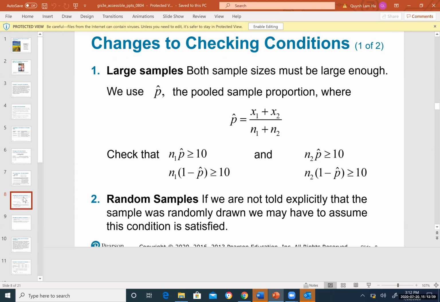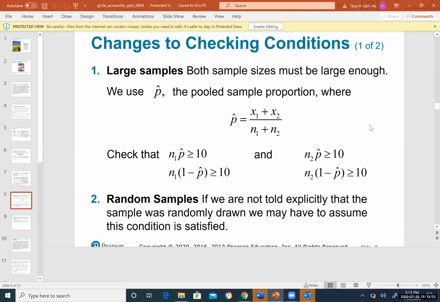Number 1, large sample size. Is it large enough to pass the condition so that you can move on? By checking what? You take n1 multiplied by P hat. You check whether it is greater than or equal to 10. And n1 multiplied by 1 minus P hat, in other words, n subscript 1 times Q hat. Check whether it's greater than or equal to 10. And you have to do the same thing with sample 2. And like I said, all the time it will be greater than this.